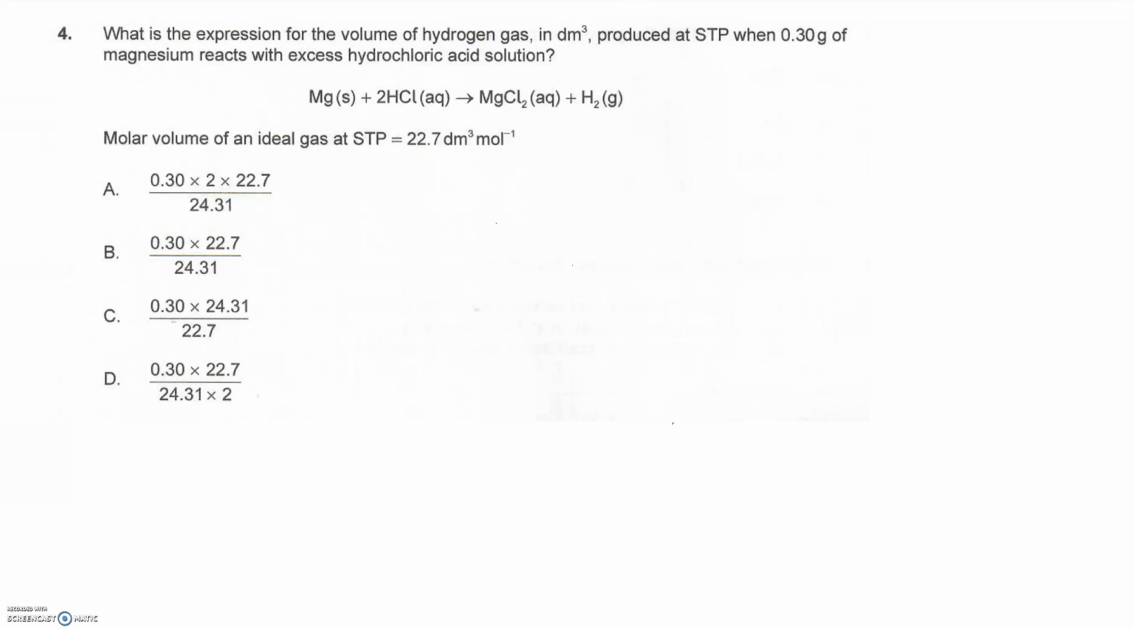This is a little bit of a stoichiometry problem dealing with gases. So it's asking what we would get with the excess hydrochloric acid, that means we get to ignore it in the stoichiometry, reacting with 0.30 grams of magnesium. So we're looking at that reactant, and we're trying to find out how much hydrogen gas in that volume, decimeters cubed, we get. So we're looking for that product.